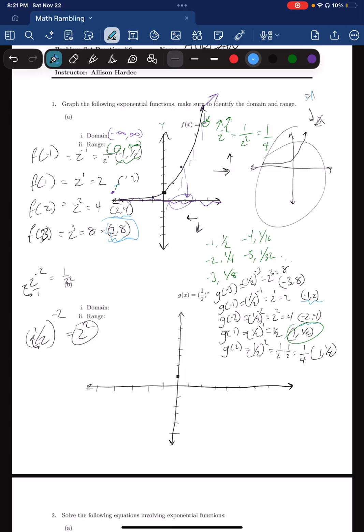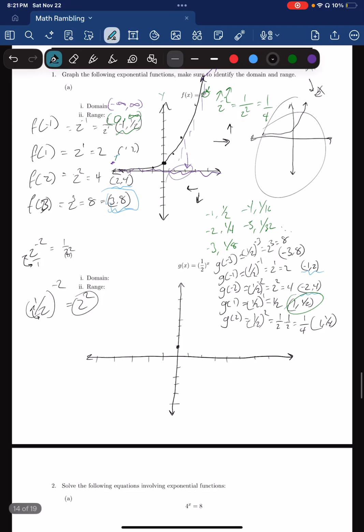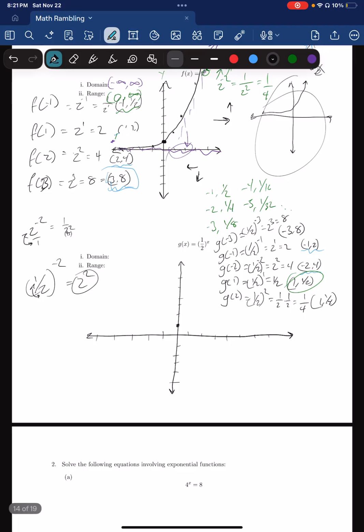All right, well, let's graph. So we have (-1, 2), (-2, 4), and then (-3, 8). I don't know, that seems right. (1, 1/2), (2, 1/4), 1/8, and then we get really small. So now we go, boom.